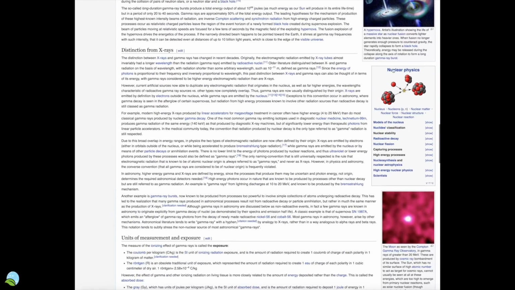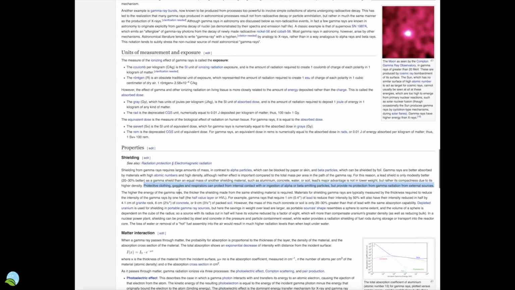Now, here is the splitting of all this stuff. Here's all the atoms and stuff. As for shielding from gamma radiation, protective clothing, goggles, and respirators can protect from internal contact with or ingestion of alpha or beta emitting particles, but provide no protection from gamma radiation from external sources. So gamma radiation is another powerful thing. Now, is it possible that gamma radiation could also contribute to that Wigner effect?